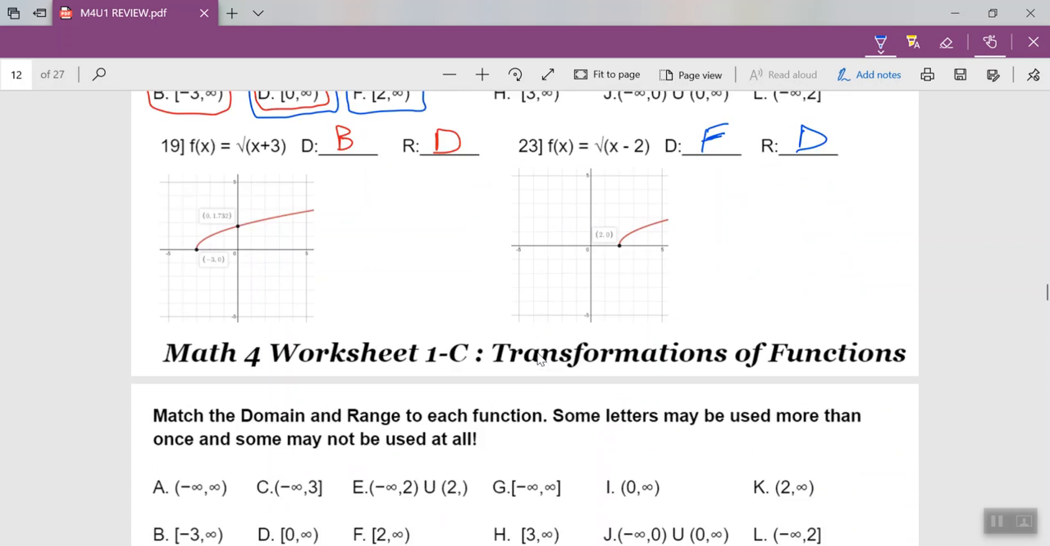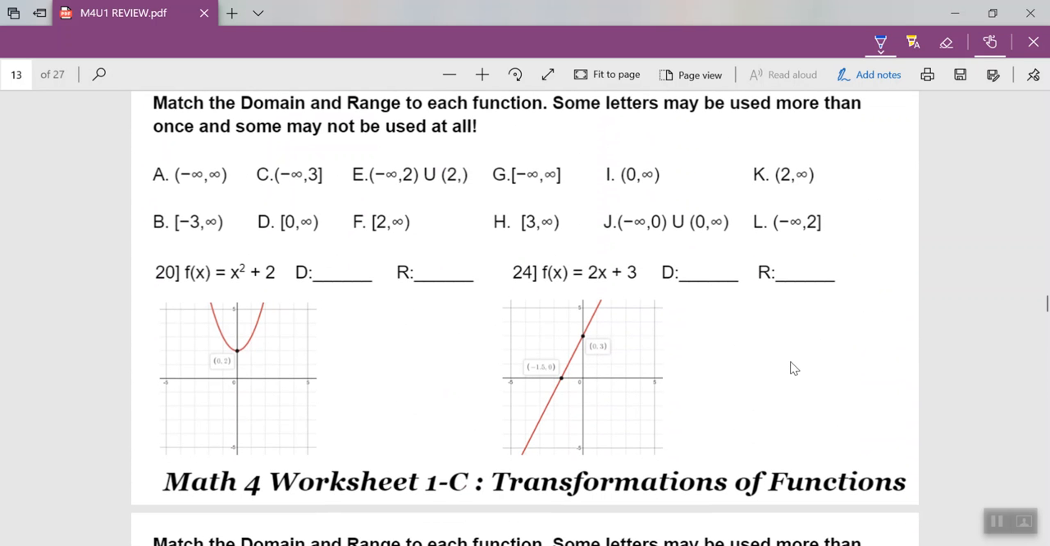All right, let's look at the next set. X squared plus 2. Our domain is going to go from negative to positive infinity. So that's going to be A. And our range starts from 2 and goes to infinity, just like this guy was. So we're coming back to him again.